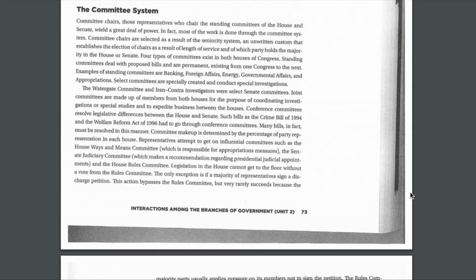Then there are conference committees. Those are to fix the differences they have on a specific bill, so that they can pass that bill and make it a law. Again, there are also different committees that are more important than others, like the House Ways and Means or the Judiciary Committee. Also, there's a Rules Committee that could be very important in each house.